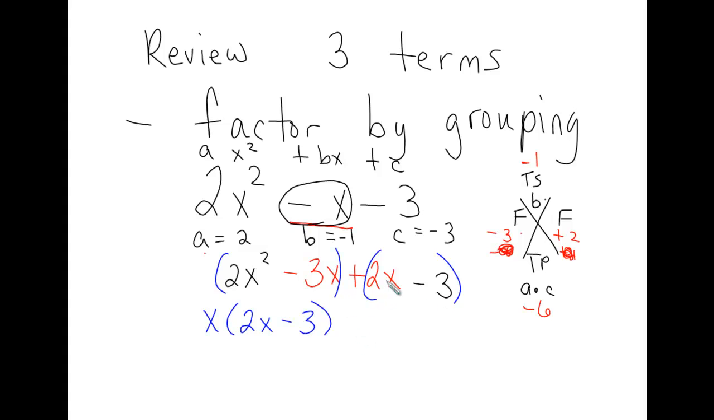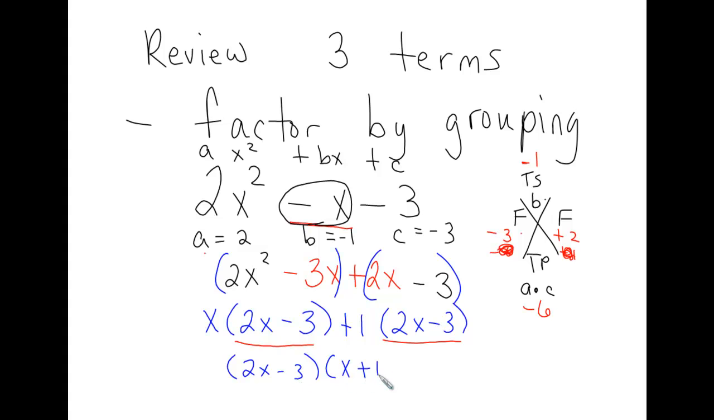In the second grouping, the biggest number I could take out, or the greatest common factor, is 1. And 2x minus 3 stays inside the parentheses. So taking the greatest common factor between these two terms now, we get 2x minus 3. What's left over is x plus 1. And these are the factors to 2x squared minus x minus 3.